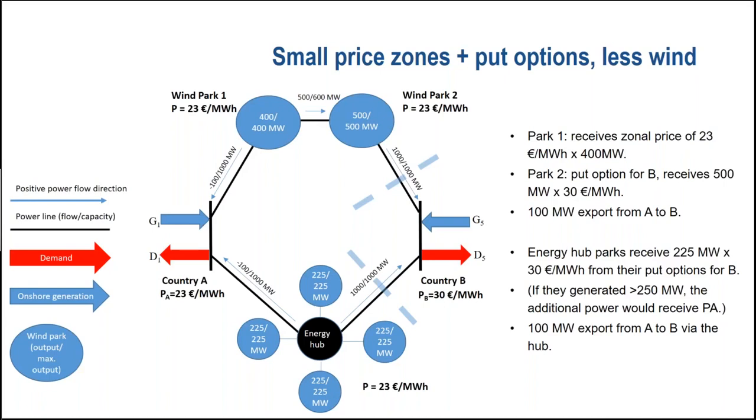By the way, this doesn't fully utilize the connection from the hub to country B. So there's also room for 100 megawatts of exports from country A to country B. Up north, Park 2 can sell all its output at the price of country B. And there's also space for some exports from A to B.